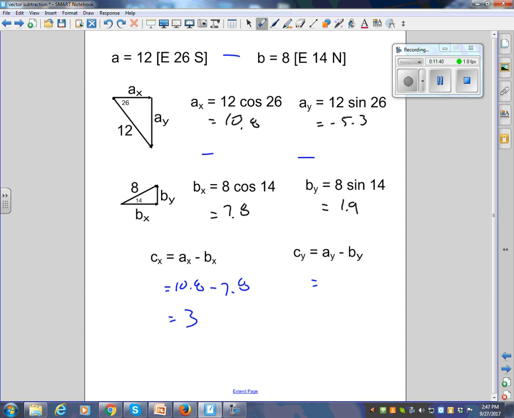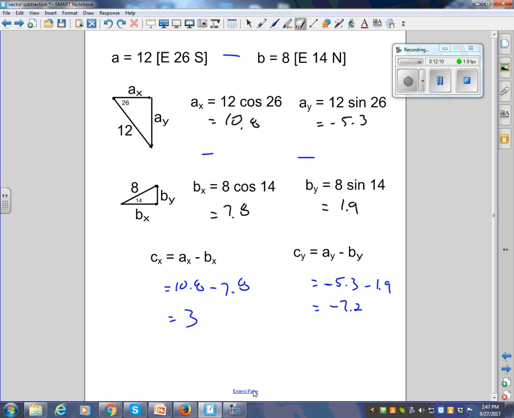And here, this is good. Now, be careful, because you got negative 5.3, subtract 1.9. Negative 7.2. It's really the only thing that's different from yesterday, that it's a subtraction instead of an add. Literally, that's the only difference.